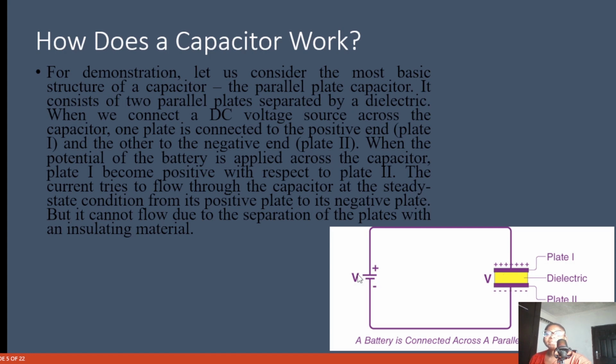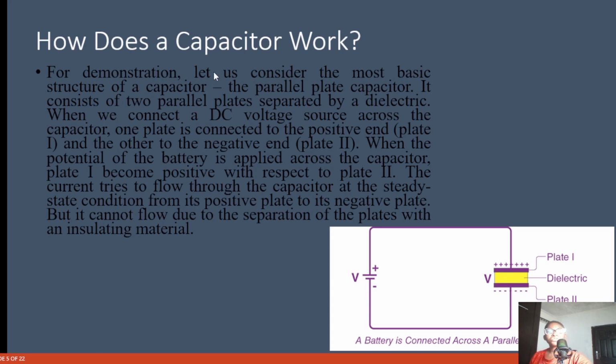So you can notice that this is a cell, a battery, connected to it. The positive side of the cell is connected to plate 1, and the negative side is connected to plate 2. So positive charges are stored in plate 1, negative charges are stored in plate 2.